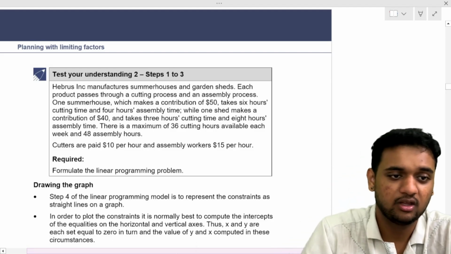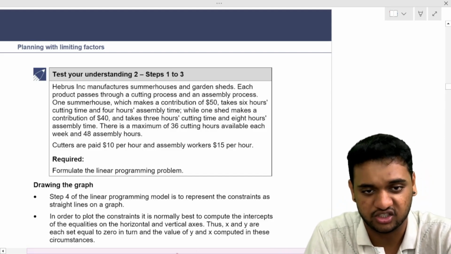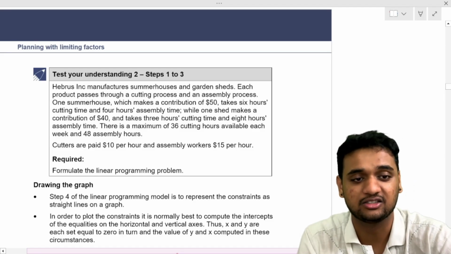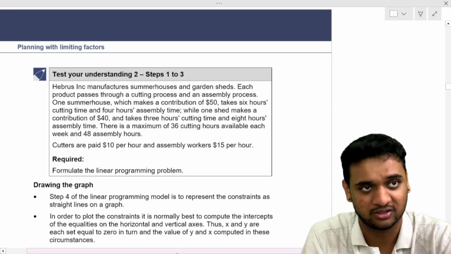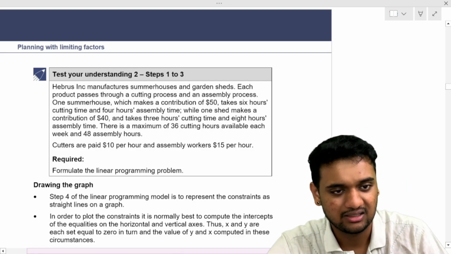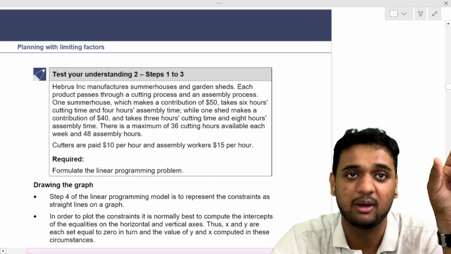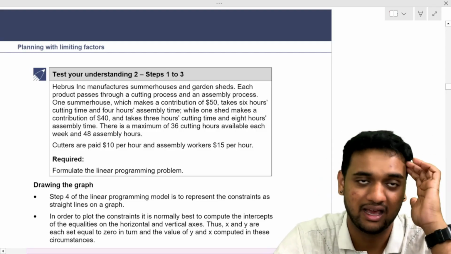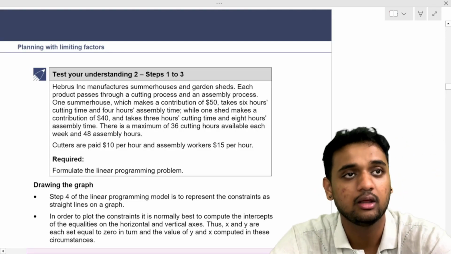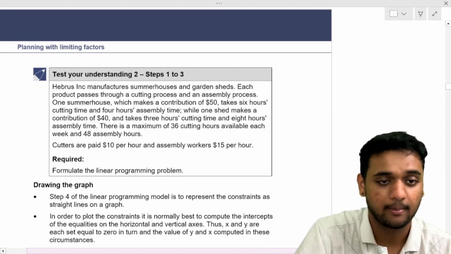Now we will do this. Herbers Incorporation manufactures 2 items, summer houses and garden sheds. Each product passes through a cutting process and an assembly process. Now tell me, what are the 2 processes here? Like how department A, department B, department C were constraints or limiting factors there, here the cutting process time and assembly process time will be the constraints, the limiting factors.